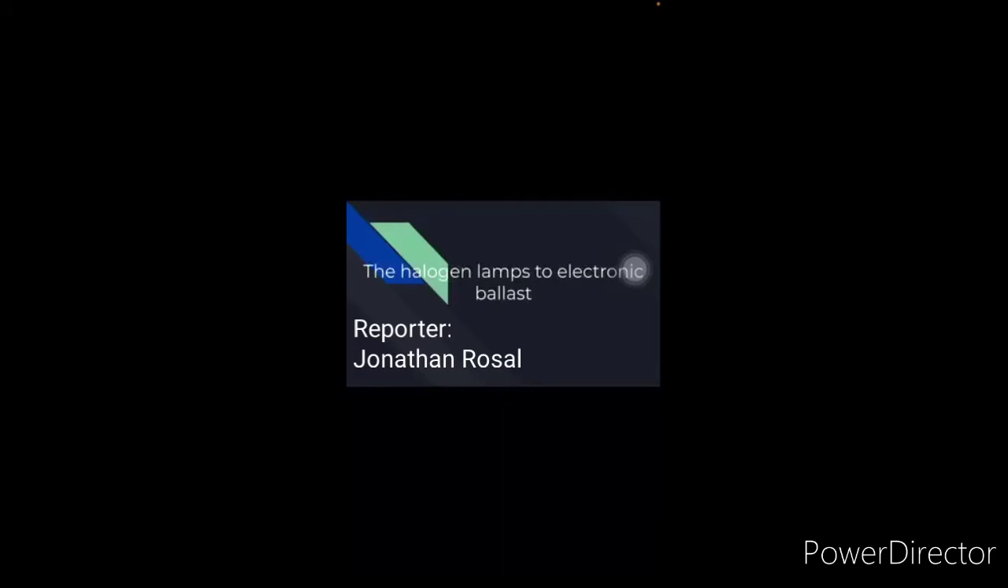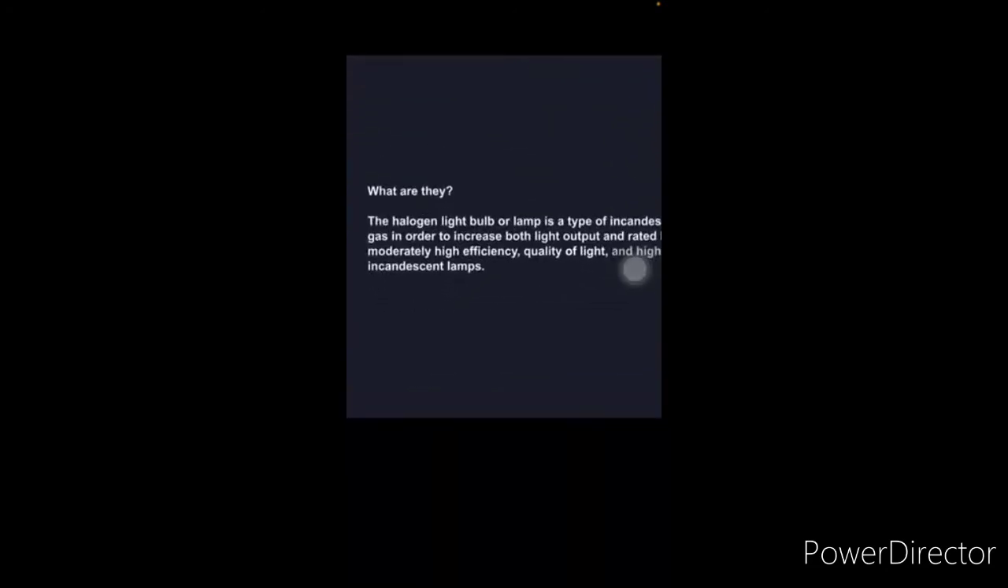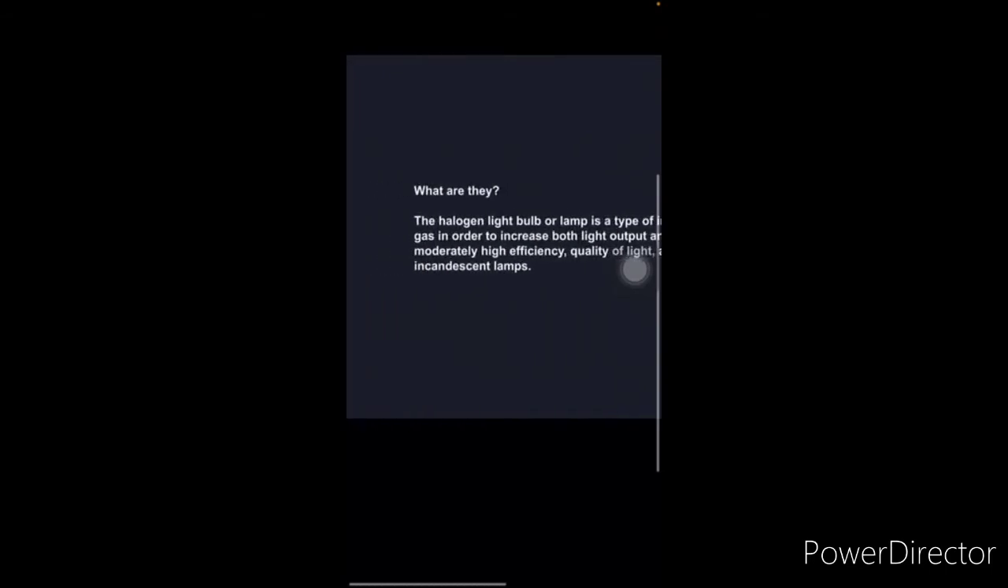The halogen lamps to electronic ballast. These are the 3 examples of halogen lamp. So, what are they? The halogen light bulb or lamp is a type of incandescent lamp which uses a halogen gas in order to increase both light output and rated life. They are known for moderately high efficiency, quality of light, and high rated life compared to regular incandescent lamps.